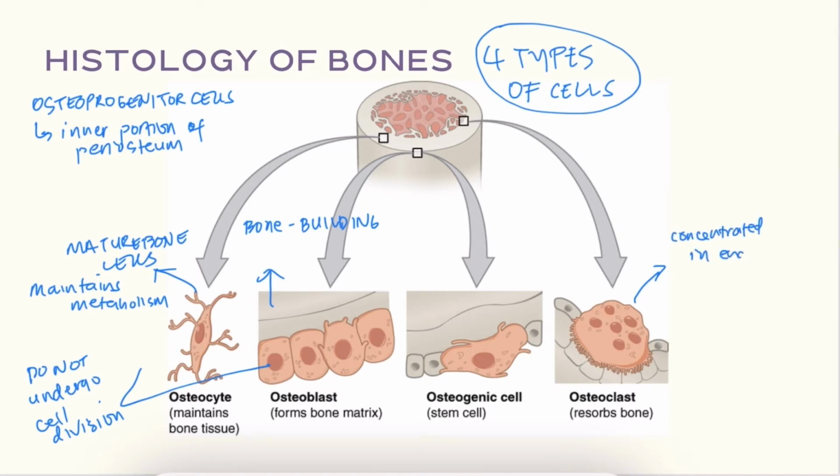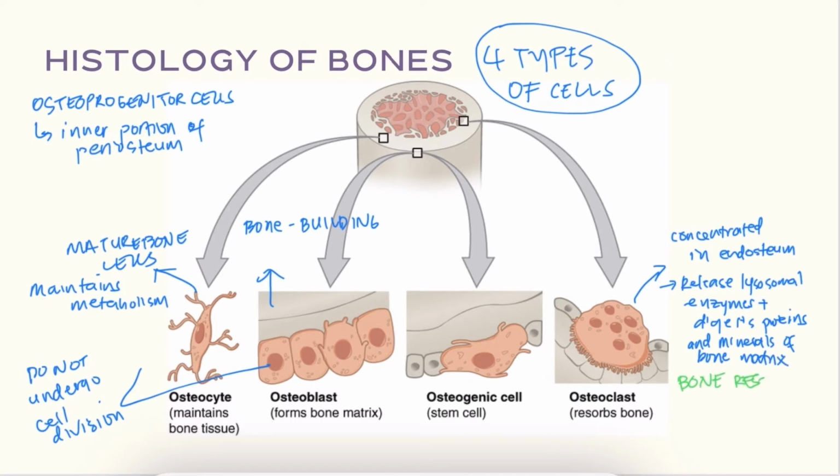Our osteoclasts are concentrated in the endosteum. They release lysosomal enzymes and digest proteins and minerals of bone matrix. This bone breakdown is called bone resorption, which is needed for normal repair of bones. It is involved in the remodeling of bones and causes them to release calcium. So our osteoblasts, blasts build bones, and our osteoclasts, clasts carve out bones.